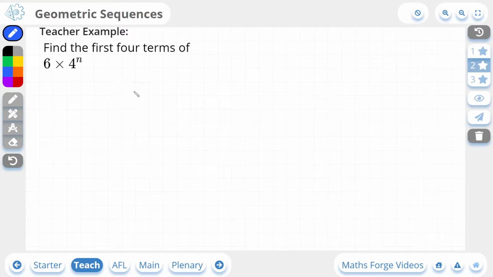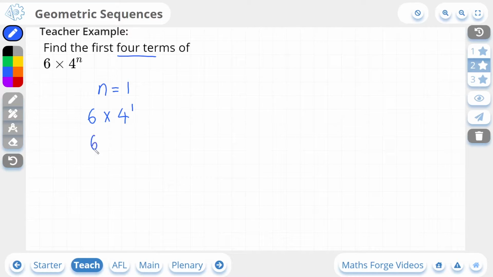Now let's do a 2-star example. Here we're being asked to find the first 4 terms of this nth term. Now this nth term produces a sequence when you input values for n, this power over here. To get the first term in the sequence, we are going to replace n with 1. So to get our first term, we're going to take the nth term, which is 6 times 4 to the power of n. But instead of n, I'm going to write 1.